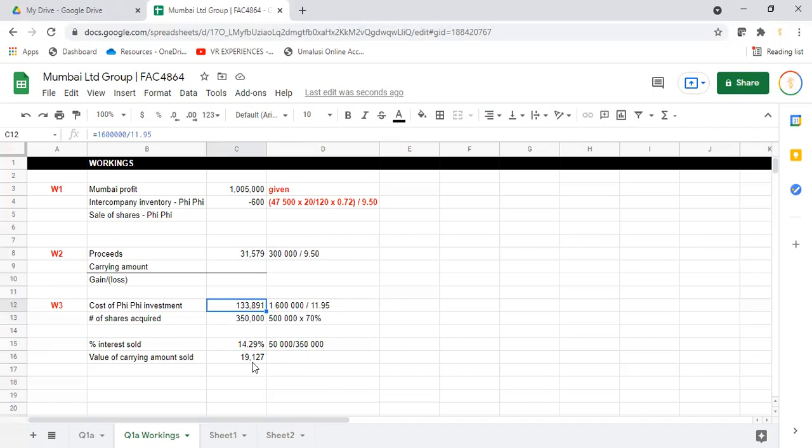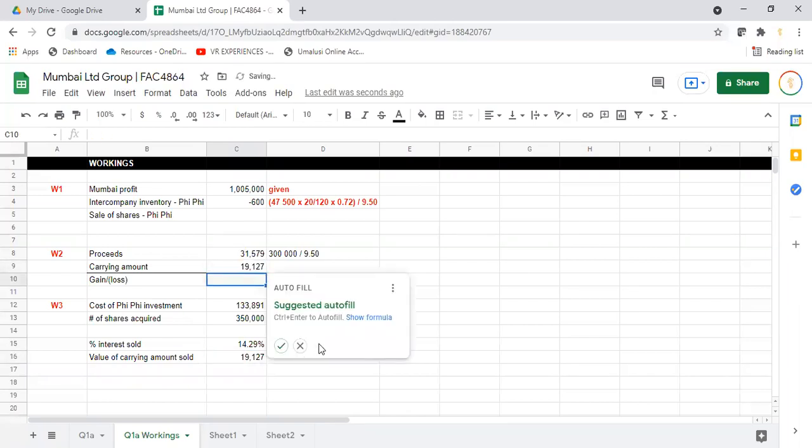So the percentage of the carrying value that we are disposing of is still 14.29%, because it's 50,000 shares over 350,000. So the carrying value that we're selling is 19,000 Rand. If I equal that over here, I'm going to say this is working 3.